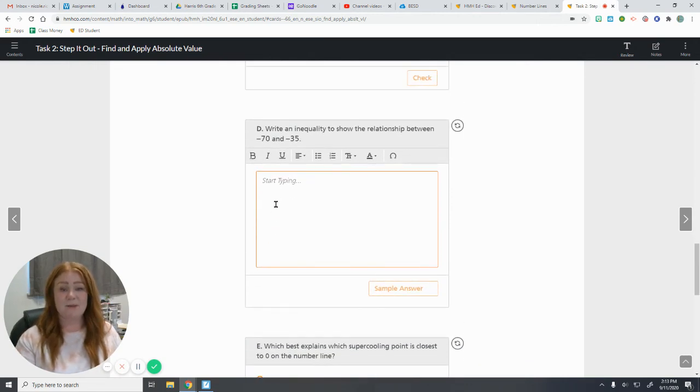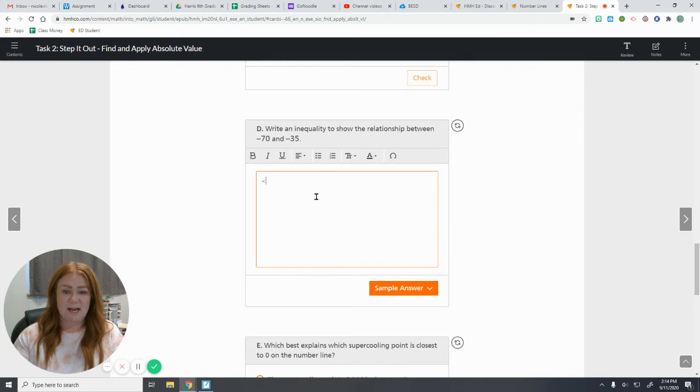And part D, we're going to write an inequality. Remember, an inequality is going to use the comparing symbols. You can find these comparing symbols right next to the letter M on your keyboard. Right by M, you can see the less than and the greater than sign. So I'm going to start with -70, and we're going to compare that to -35. I need to think about my number line, and I'm trying to show either way, which one is larger or which one is smaller.